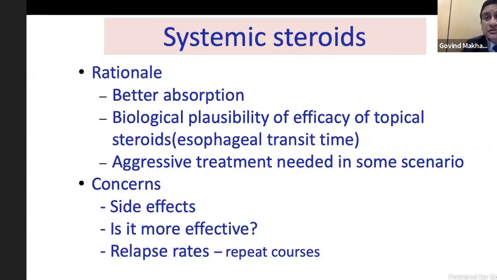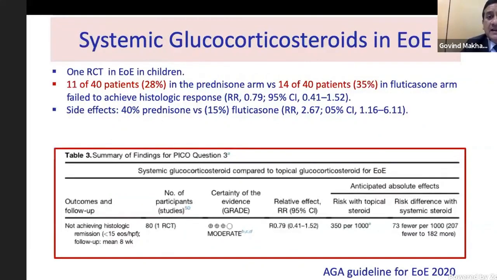One can also use systemic steroids. The data for that is very limited, and it is believed that this should be more effective, but this drug has not been used much. There's only one clinical trial, and compared to topical steroid, there is no difference in the efficacy of the two, either topical or systemic, but side effects were more with the oral or systemic corticosteroids.